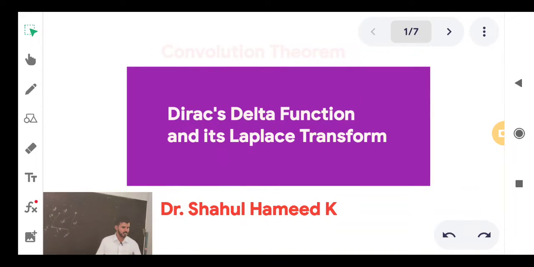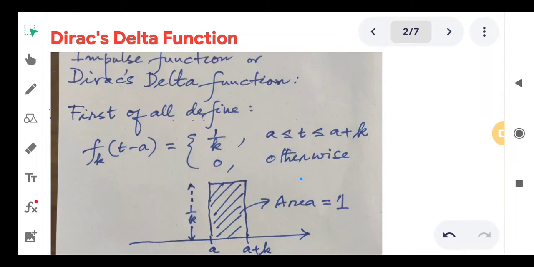Dear students, this is a very short video dealing with Dirac's delta function and its Laplace transform. Before defining Dirac's delta function, we'll first define a function whose limit becomes Dirac's delta function. So let's have the function whose limit is Dirac's delta function.